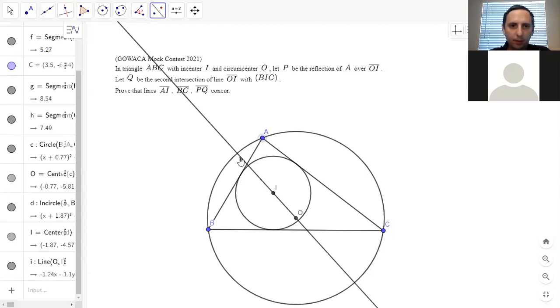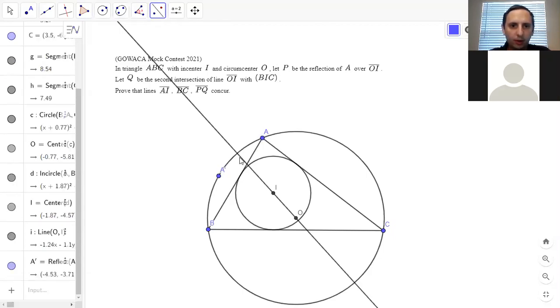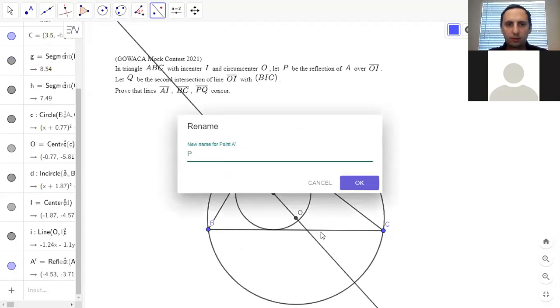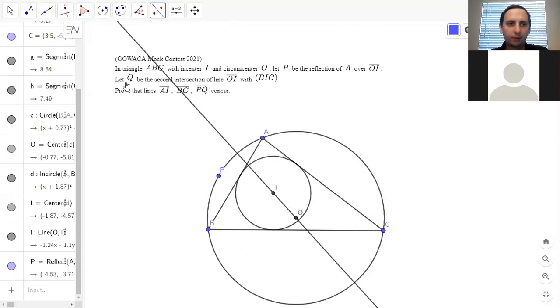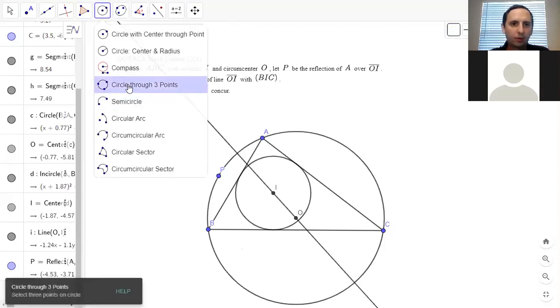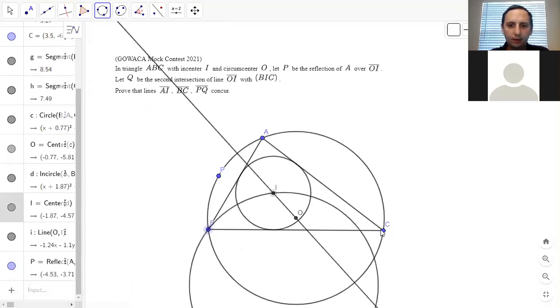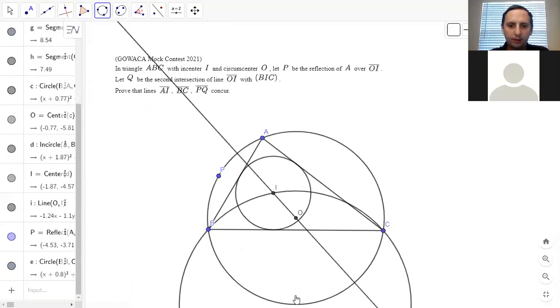And so P should lie on the circle. This problem actually looks pretty familiar for some reason. Maybe I did this before. Q is the second intersection of OI with the circumcircle of BIC. We know by the incenter-excenter lemma that that's centered at the middle of this arc. So I'll draw that in. We want to show that AI, BC, and PQ concur.